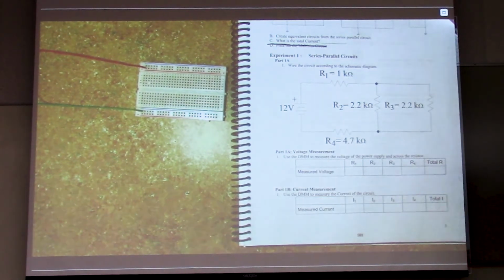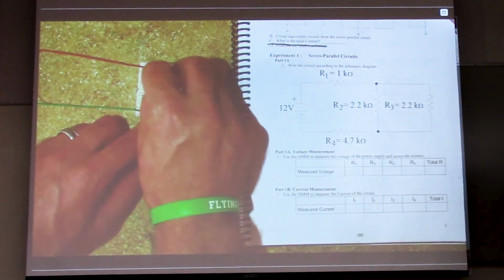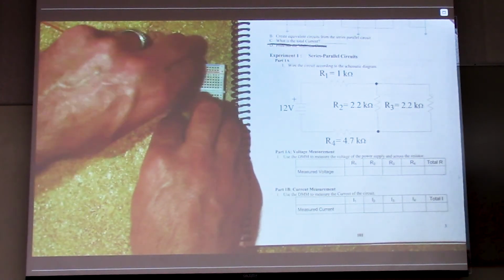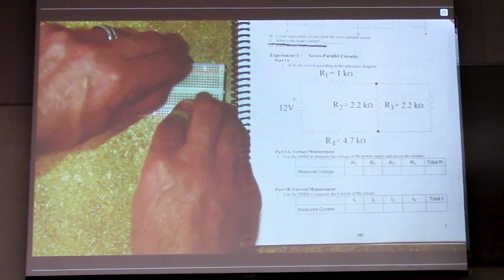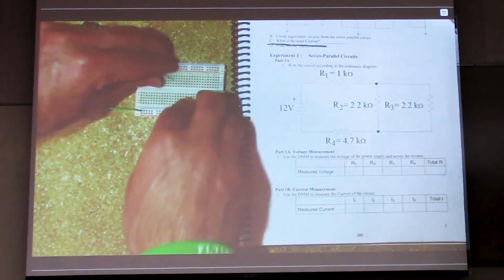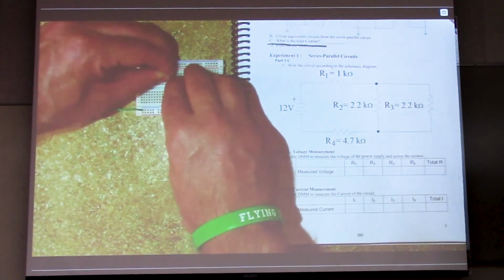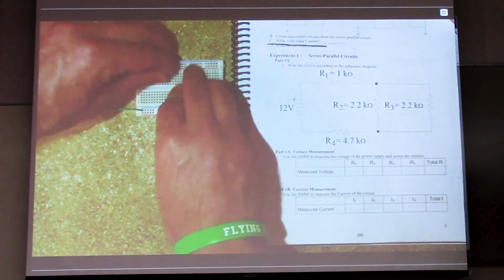Then this shows a 1 kilo ohm resistor with one side of the resistor attached to 12 volts. So I'll take one resistor and I'll go from here over to the middle of my breadboard somewhere. Doesn't matter exactly where, but just some spot in the middle of the breadboard.